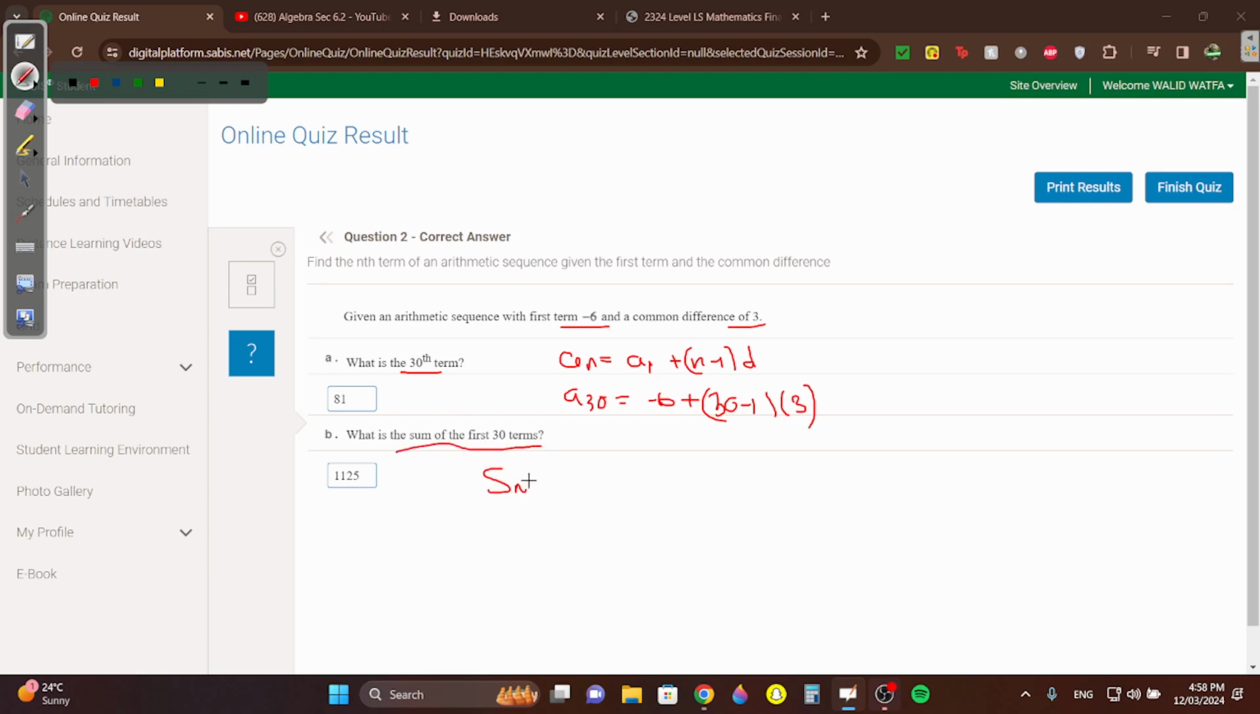What's the sum of the first 30 terms? Sn equals n over 2 times a1 plus an. So 30 over 2 times minus 6 plus 81, and you get 1125.